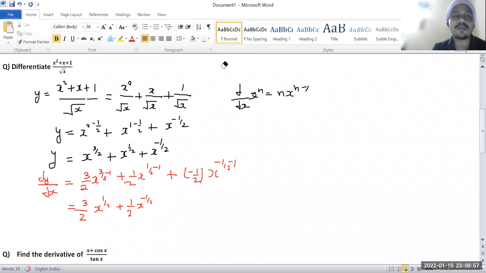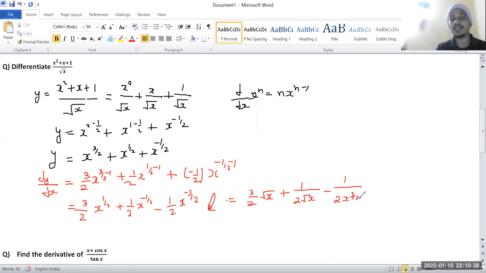This plus and minus makes it negative. So it is plus minus 1 by 2 x to the power minus 3 by 2. This is your answer. You can also write it as 3 upon 2 under root x plus 1 by 2 under root x minus 1 upon 2 x to the power 3 by 2. You have to write this also.